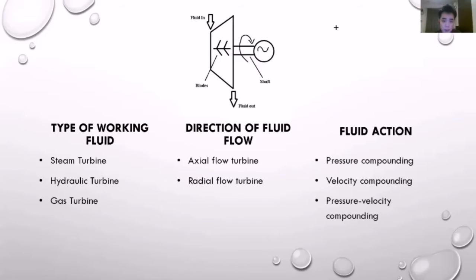The next classification is direction of fluid flow. The fluid flowing in particular directions also creates two kinds of turbines. The first is an axial flow turbine, where the fluid is flowing along the axis of the shaft. The second is a radial flow turbine, where the fluid runs around a shaft. The third classification is based on the fluid action. The first is pressure compounding, the second is velocity compounding, and lastly is pressure velocity compounding.